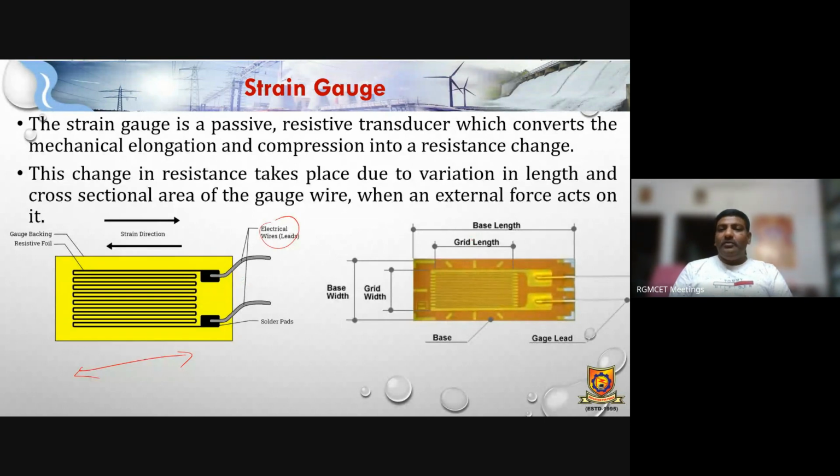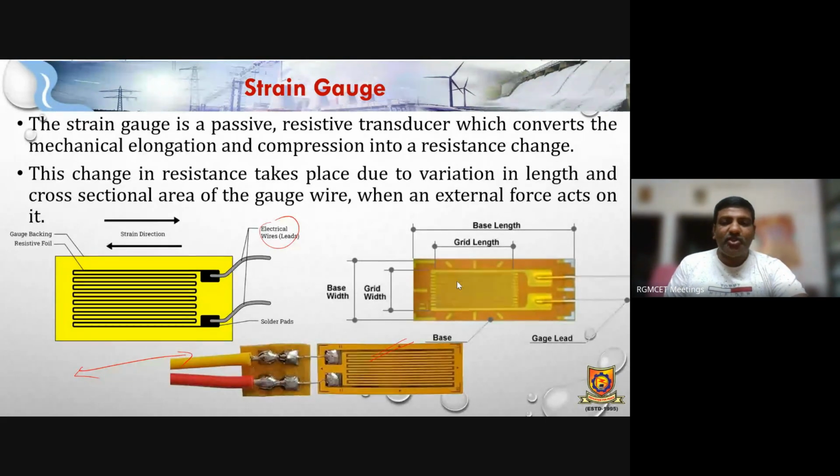So we can have the practical strain gauge diagram. What is the size of the strain gauge? We can call it the grid width. Grid width means the effective value of the resistances. Then grid length, and total base length. Base is the entire structure where we place the strain gauge. Grid means exclusively the strain gauge element placed on the base. It can be soldered, so that we can have the terminals and connect them wherever required.